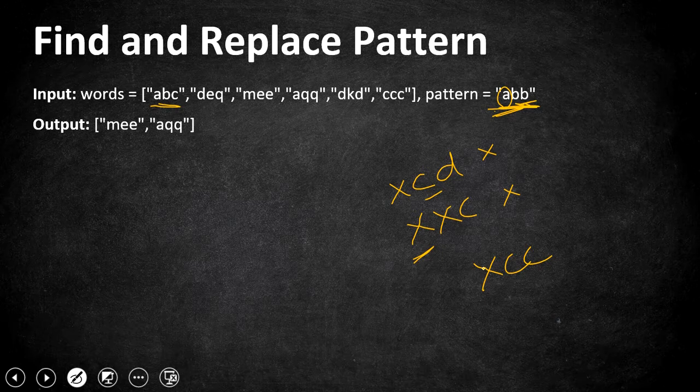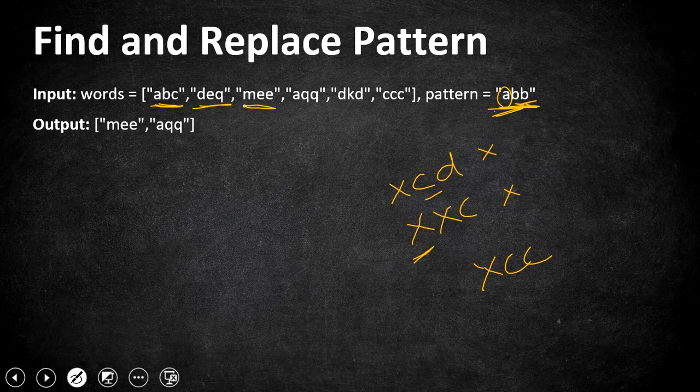So now getting back to our example, let's start with ABC. ABC is not matching because ABC has three characters and all three characters are different. Same way, the second string also has three characters and all three characters are different. Moving on to our third word, which is MEE.